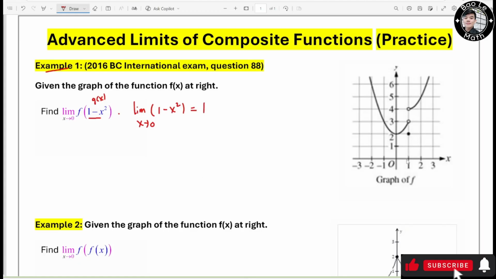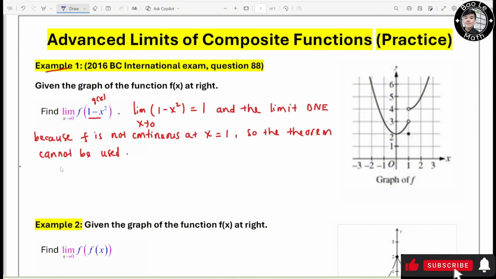Now we look at the graph right here. The function f is discontinuous at s equals 1, right? So we need to say the limit does not exist because f is not continuous at 1, so the theorem cannot be used. So we need to use a different way to find the limit of this composite function. Now I'm going to let u be the limit of s squared when s approaches 0, so it's actually 0, right?